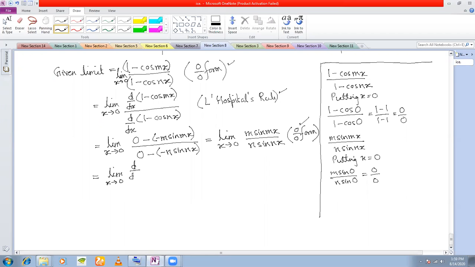So d/dx of m sin mx by d/dx of n sin nx. Limit x tends to 0. d/dx of m sin mx is m into m cos mx, right?